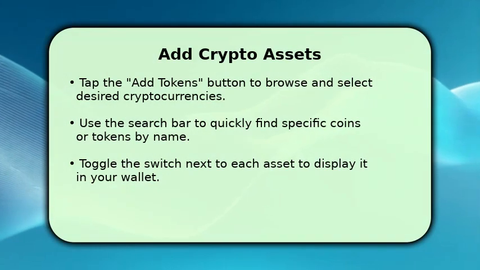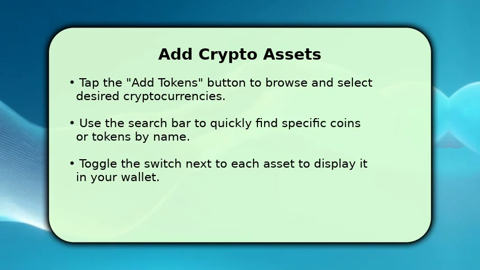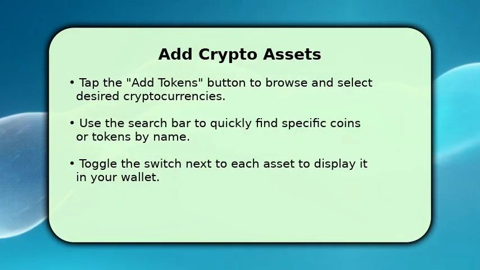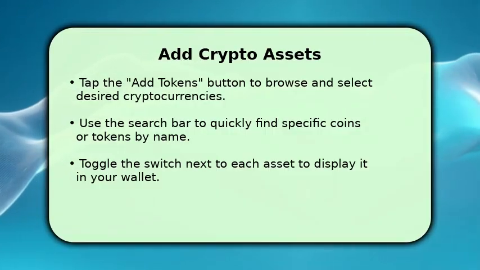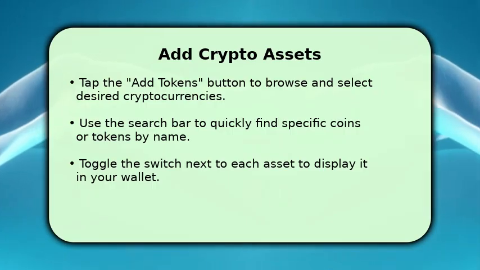Now that your wallet is secure, you can add various cryptocurrencies. Tap the Add Tokens button, usually found at the top right or bottom of your main wallet screen. You can then browse through a long list of available digital assets. Use the search bar to quickly locate specific coins like Bitcoin or Ethereum. Simply toggle the switch next to each asset you wish to display in your wallet.